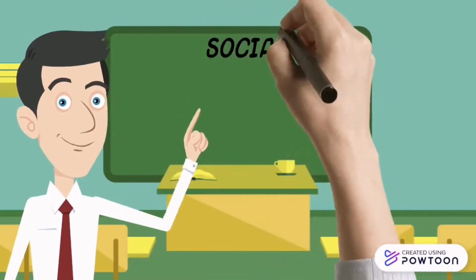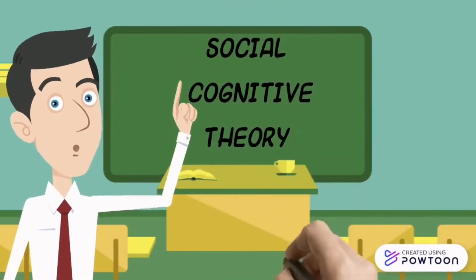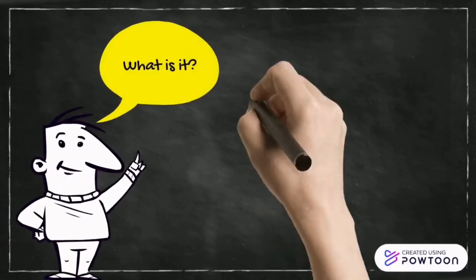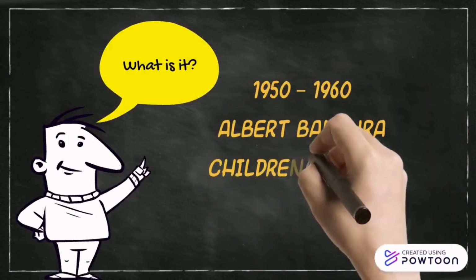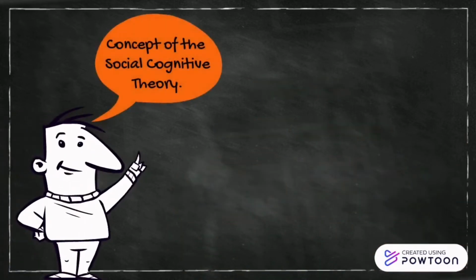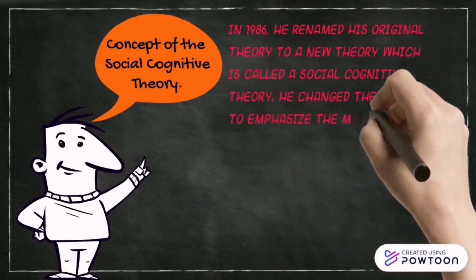Social cognitive theory. Albert Bandura is known as the father of the theory. The social cognitive theory explains that children learn by observing and modeling the behavior of others. In 1960 it was known as social learning theory. In 1986, he renamed it social cognitive theory to emphasize the major role cognition plays in encoding and performing behaviors. He said that human behavior is caused by personal, behavioral, and environmental influences.